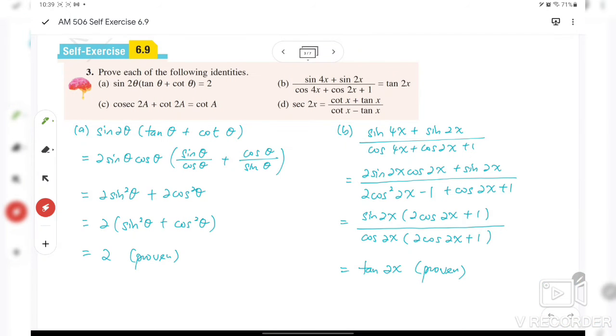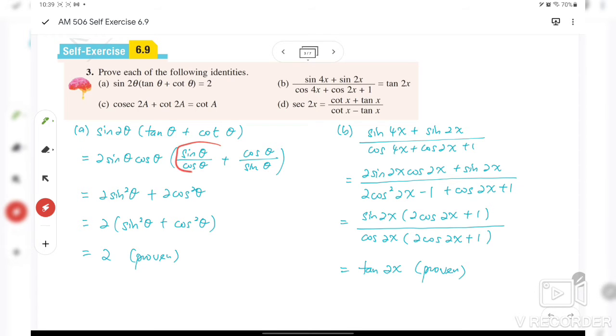Question number 3. A. Prove each of the following identities. A. Sine 2 theta times tangent theta plus cotangent theta equals 2. We start from the left hand side because we have the double angle formula and we can expand it. Sine 2 theta is 2 times sine theta cos theta, and tangent theta plus cotangent theta, we change into sine theta over cos theta plus cosine theta over sine theta.